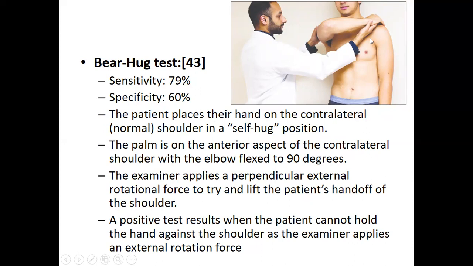यहाँ पे यानी नीचे से ऊपर की तरफ the therapist will try to lift it upward, while the patient will try to maintain it in place against the resistance, and the therapist will provide resistance in that direction. The examiner applies a perpendicular external rotational force to try and lift the patient's hand off the shoulder. A positive test result is when the patient cannot hold the hand against the shoulder as the examiner applies an external force. If it gets lifted and the patient cannot hold or maintain it, then this test will be considered a positive test.